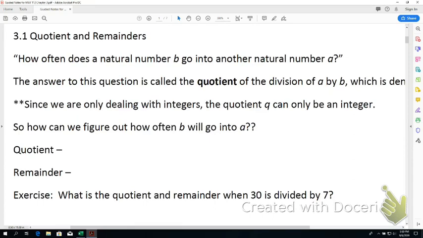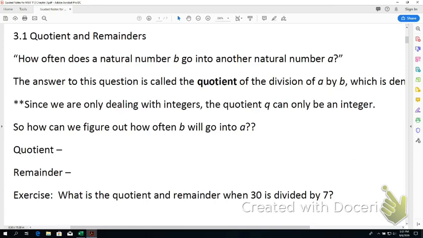So you might remember a long time ago when you learned about division in elementary school, we didn't really have decimals then when we divided. So we had quotients and remainders. Okay? So how can we figure out how often B will go into A? So if you think about it, the quotient is the number of times we will subtract B from A.